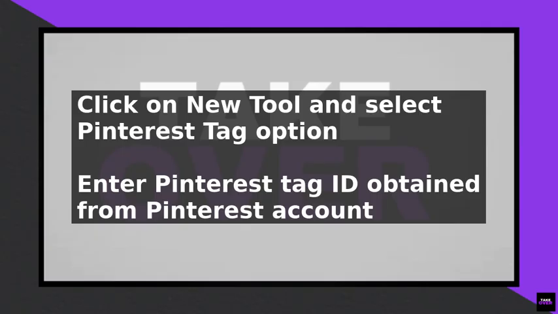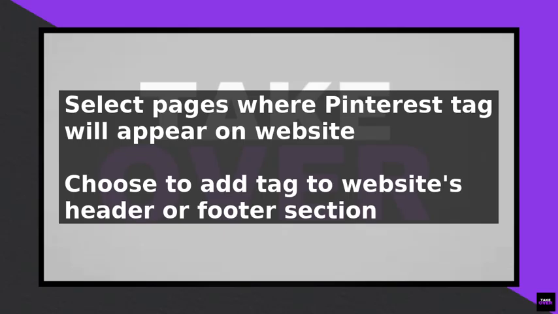Once you have your tag ID, go back to your Wix website and enter it into the required field. Make sure to select the pages where you want the Pinterest tag to appear, such as all pages or specific pages. You can also choose to add the tag to your website's header or footer section. After entering your Pinterest tag ID and selecting the pages, click on the Apply button to save the changes.